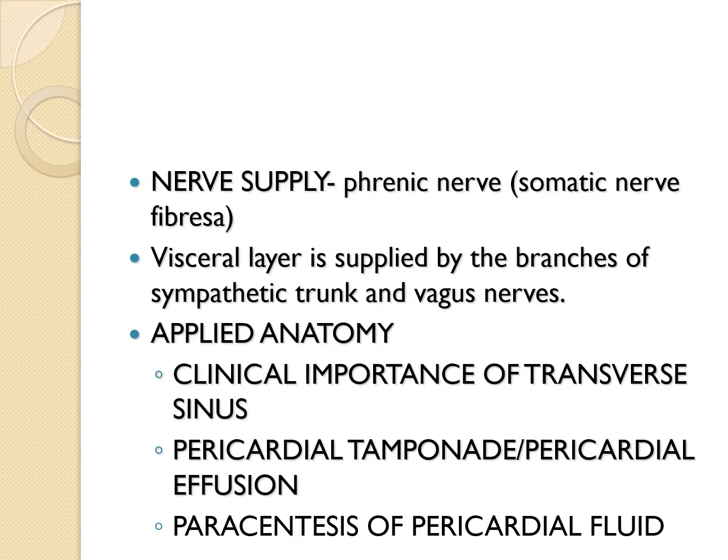For nerve supply, the fibrous and parietal layers are supplied by the phrenic nerve, which is a somatic nerve with fibres. And the visceral layer is supplied by branches of the sympathetic trunk and the vagus nerve. So what is the nerve supply of the visceral layer? Vagus and sympathetic nerves, via the coronary plexus. And the nerve supply of the fibrous and parietal layers is the phrenic nerve.